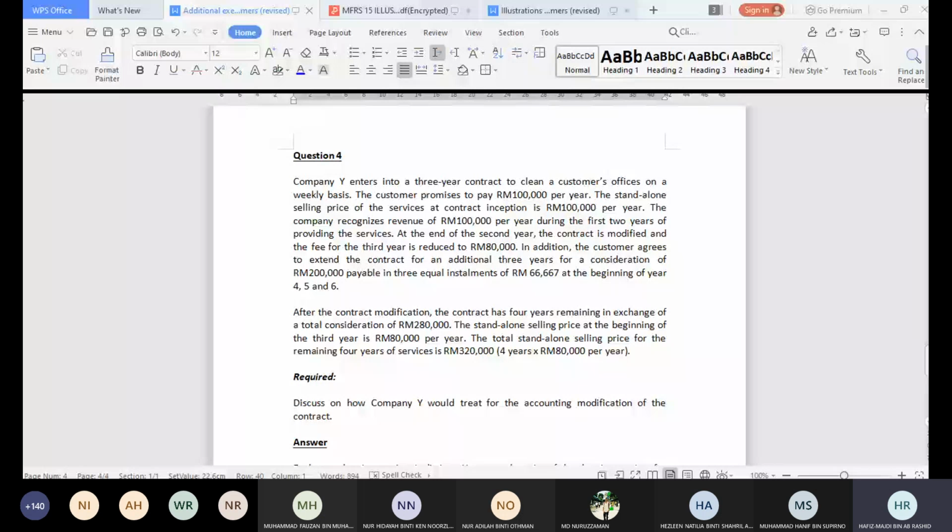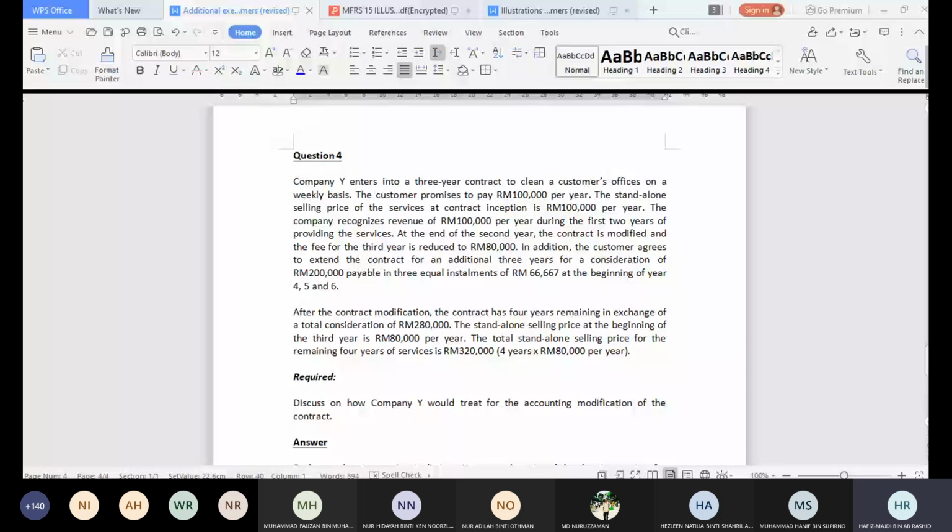Company Y has entered into a 3-year contract to clean a customer's office on a weekly basis. The customer promised to pay 100,000 per year. The services for each year are distinct, because the services of the first year do not depend on the services in the second year. The same, the third year services will not depend on the services in the first year and the second year. The services in each year are distinct, they stand on their own.